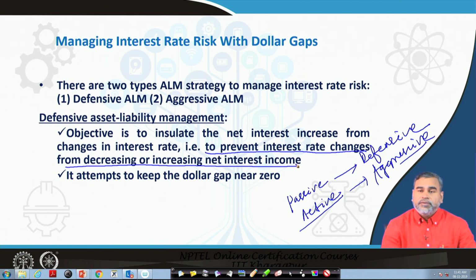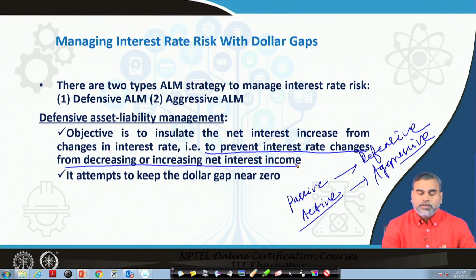So, that means even if there is a change in interest rate, my net interest income is not going to be changed. It will be possible whenever the dollar gap of that particular bank is 0. So, if your rate sensitive assets is equal to the rate sensitive liabilities, then we can say that the dollar gap is 0. Basically, the objective of the defensive strategy is not to increase the net interest income or maximize the return from the fluctuations of the interest rate.